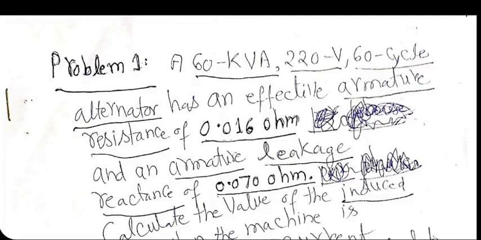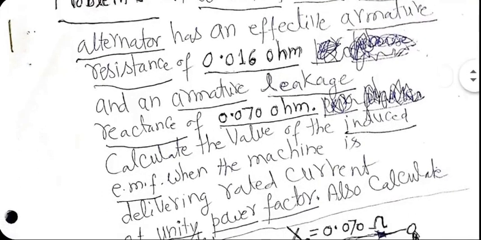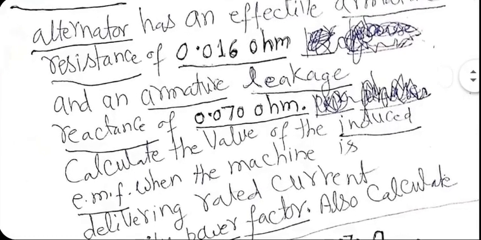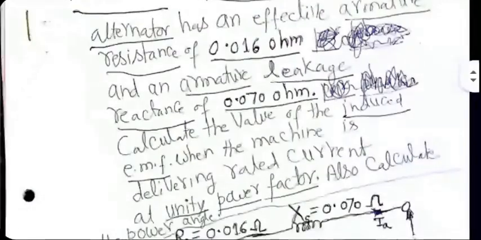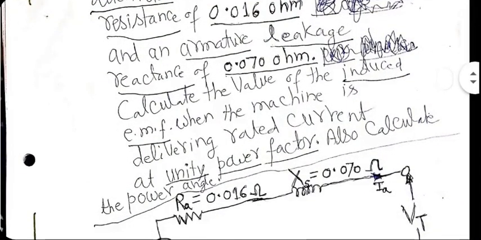60 cycle alternator has an effective armature resistance of 0.016 ohm. Actually, it looks like it's not a three-phase generator at all. It's a single-phase generator, the way it looks. Okay, let's see. And an armature leakage reactance, that means armature reactance of 0.07. Calculate the value of the induced EMF when the machine is delivering rated current at unity power factor. Also calculate the power angle.